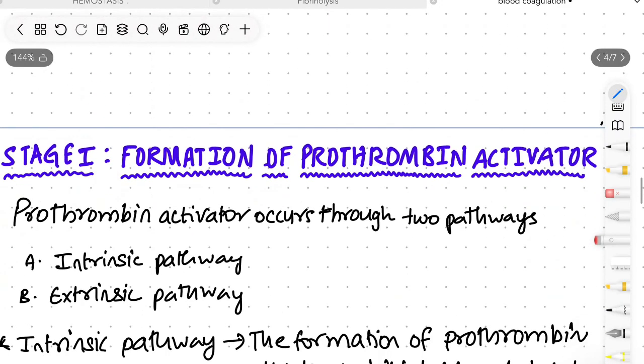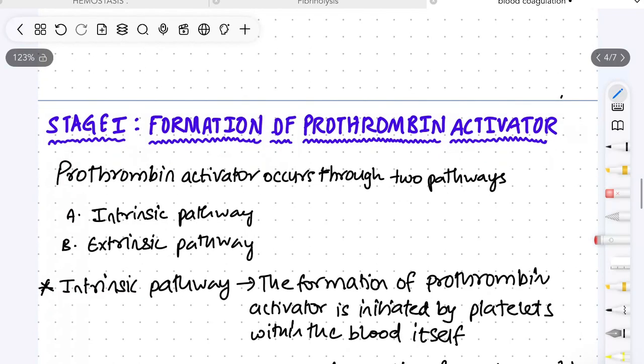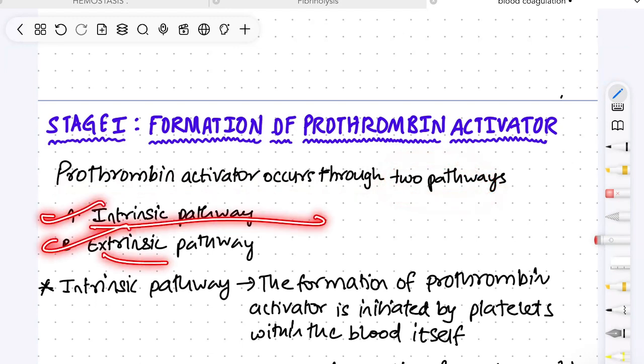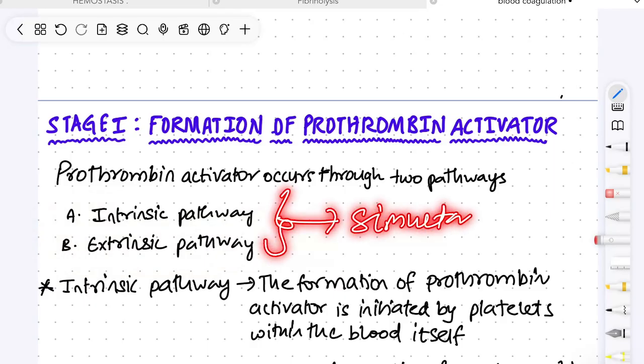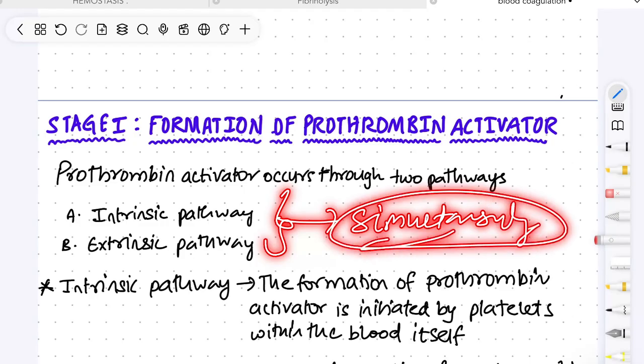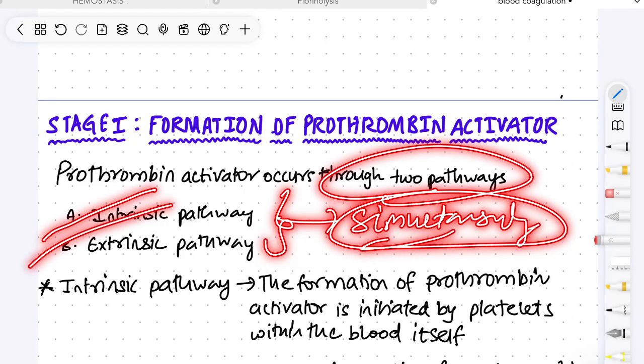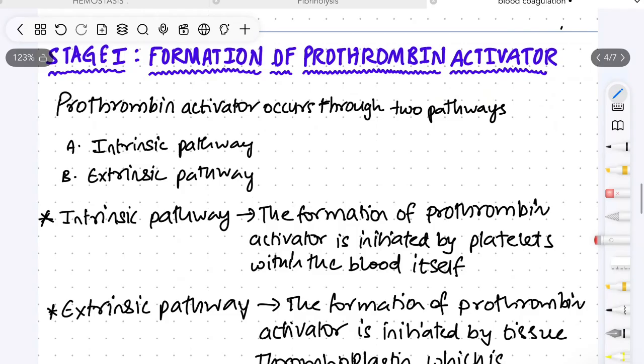Now stage 1 is the formation of prothrombin activator. This formation of prothrombin activator occurs by 2 pathways. The first pathway is the intrinsic pathway, the second one is the extrinsic pathway, and we need to remember that these pathways take place simultaneously. Okay, so 2 pathways are there, intrinsic pathway and extrinsic pathway. Now what exactly are these intrinsic and extrinsic pathways?